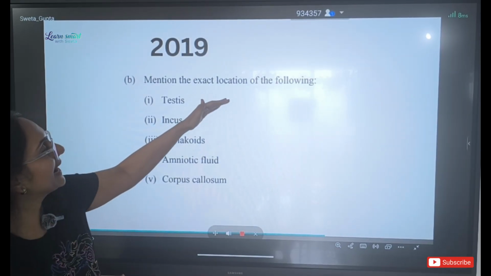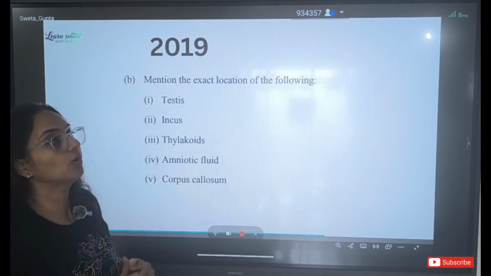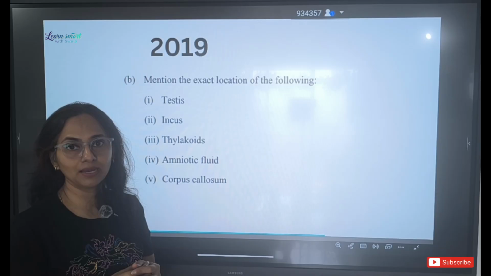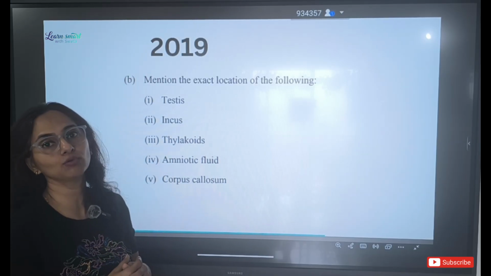Next, mention the exact location of the following. Thylakoid, exact location they are asking. So what will you write? Inside the chloroplast, in the stroma or the ground substance.